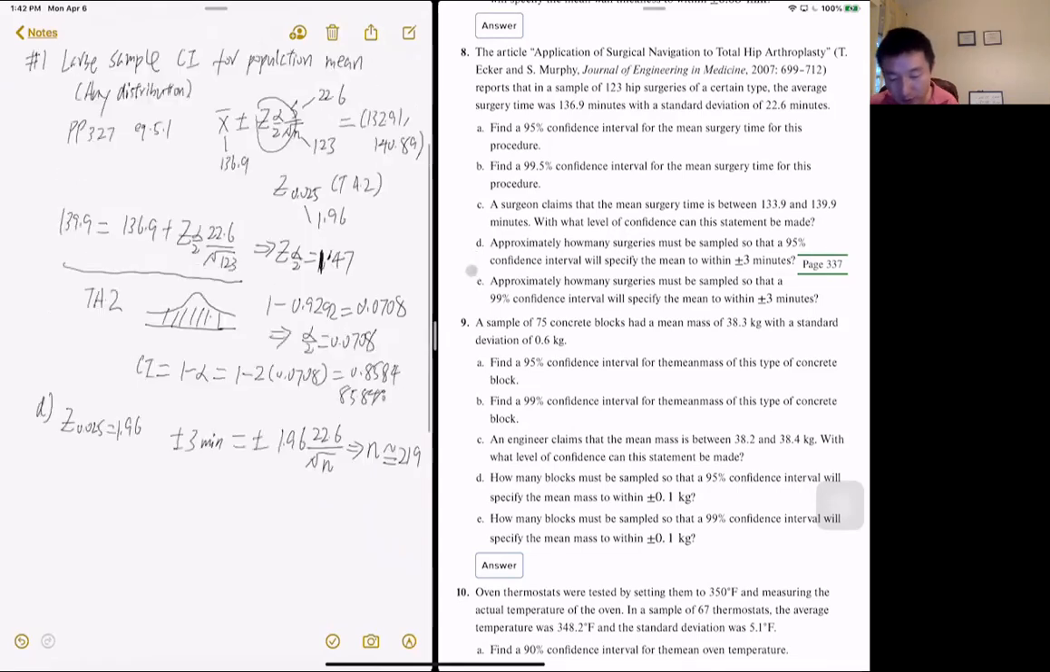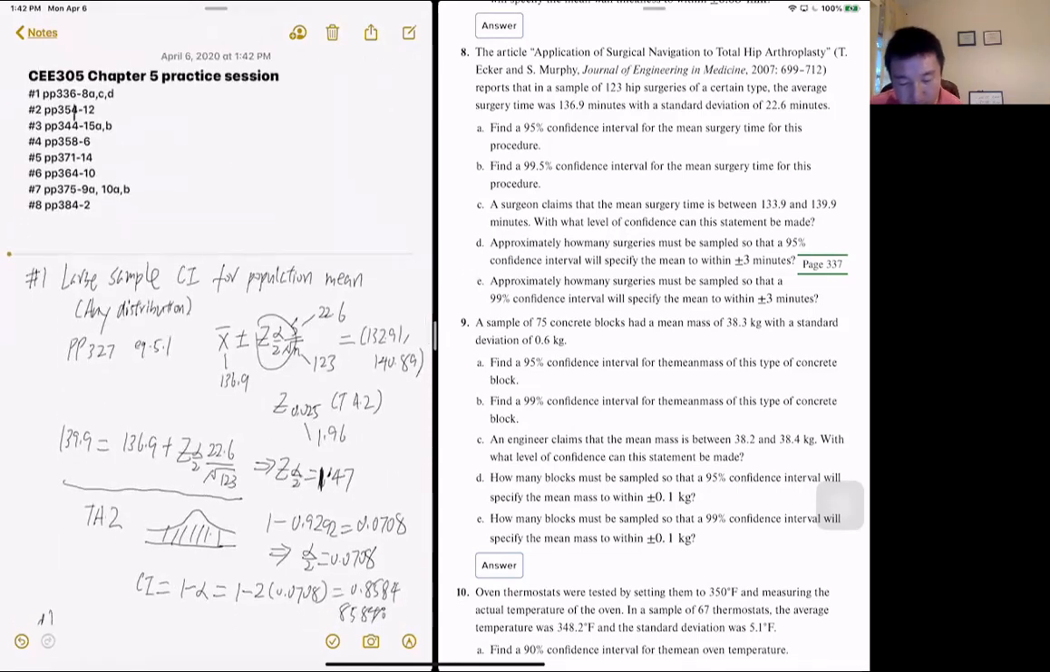Okay, so the next question is page 354, number 12, which is section 5.3. The reason I put these two questions together is because the first one is for large sample confidence interval for population mean. And the next one is for small sample confidence interval for population mean. So let's compare these two equations together. That's the equation we use for large sample.